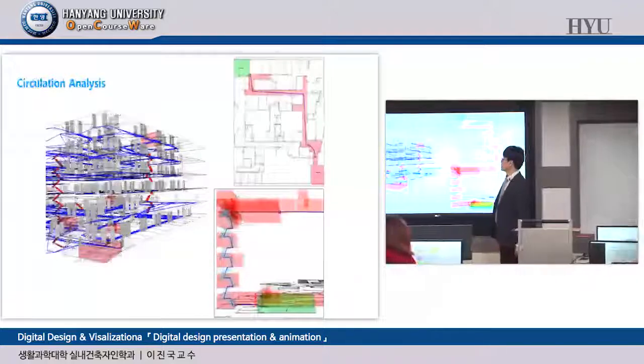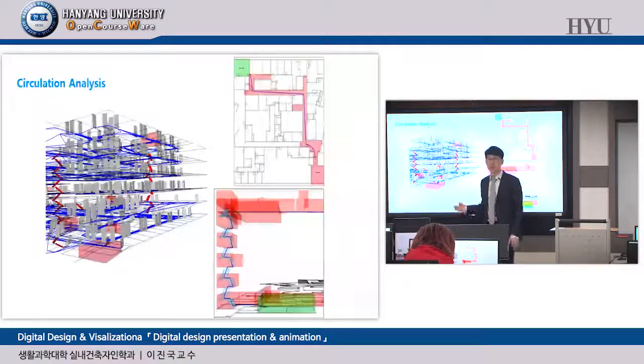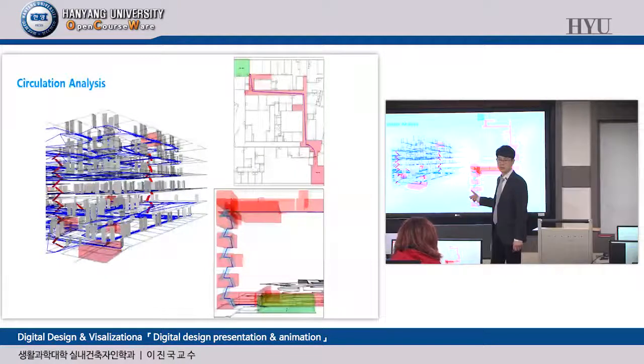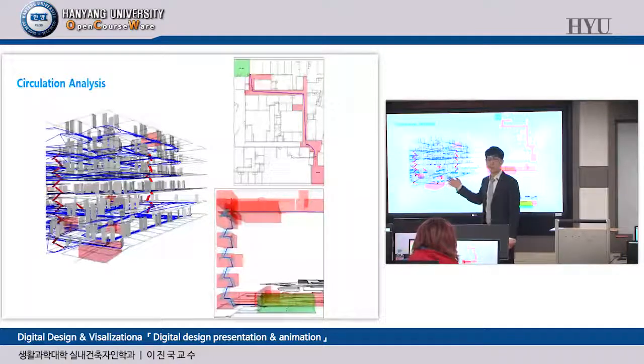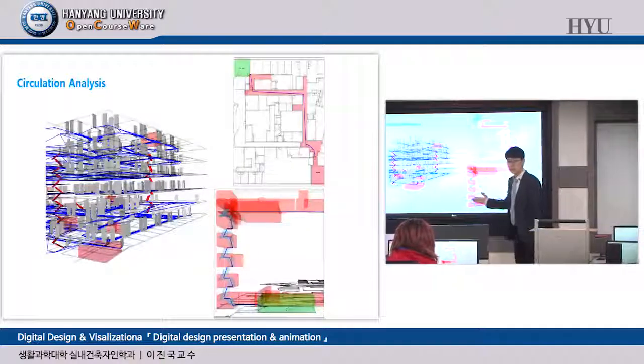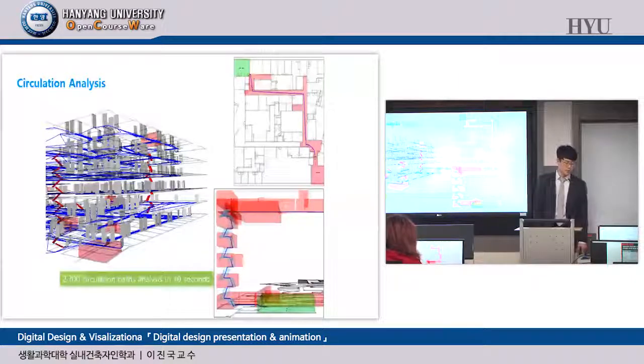How about circulation analysis? Circulation analysis is usually really time consuming. Take a look, the blue lines are all possible circulation paths between spaces. Do you know how many circulation paths are possible if this has 100 spaces? It's 100 factorial. Do you know what a factorial is? Okay, 100 factorial circulation paths can be populated from 100 spaces, in two directions. But computers now conduct this kind of circulation analysis in a few seconds.